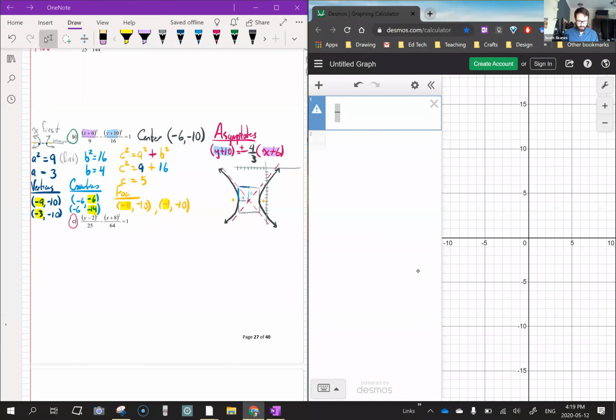Okay, it's gonna have this form. By the way, before I even graph this, what is the difference between an ellipse and a hyperbola? Like, what's the difference in the equation?